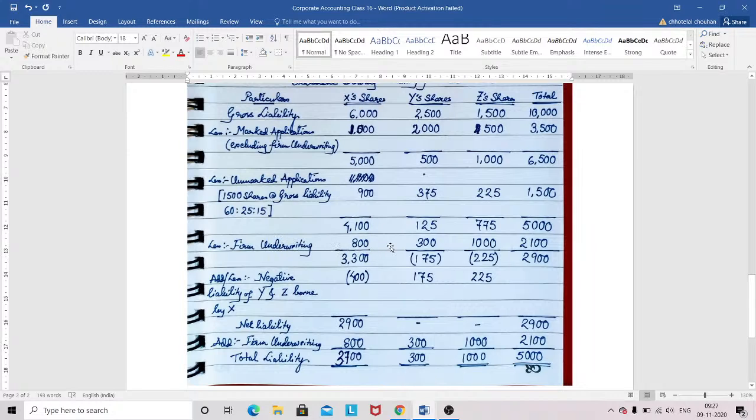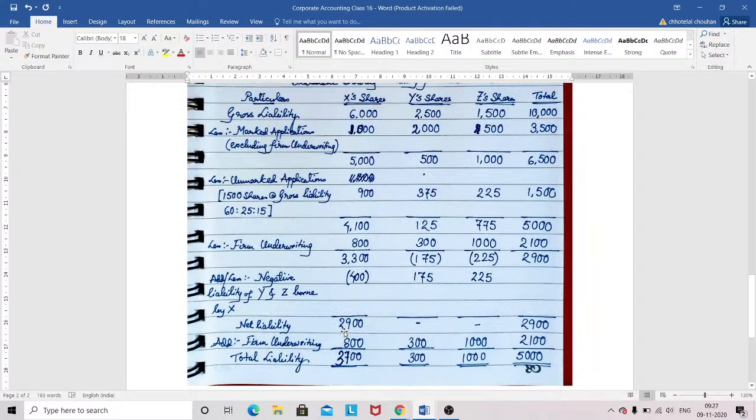Underwriting 800, 300 and 1000. Now there arises a negative result. 3300 is positive for X, 175 negative for Y, 225 negative for Z. What I have told you: the negative result will be adjusted against the positive result. There is a single positive result, X only, so the total negative result, 175 plus 225, is to be charged on X. Just see that the negative liability of Y and Z is borne by X. So 175 plus 225 becomes 400, so you have to deduct 400 from the X part, and from Y it will be added, 175 plus 225.